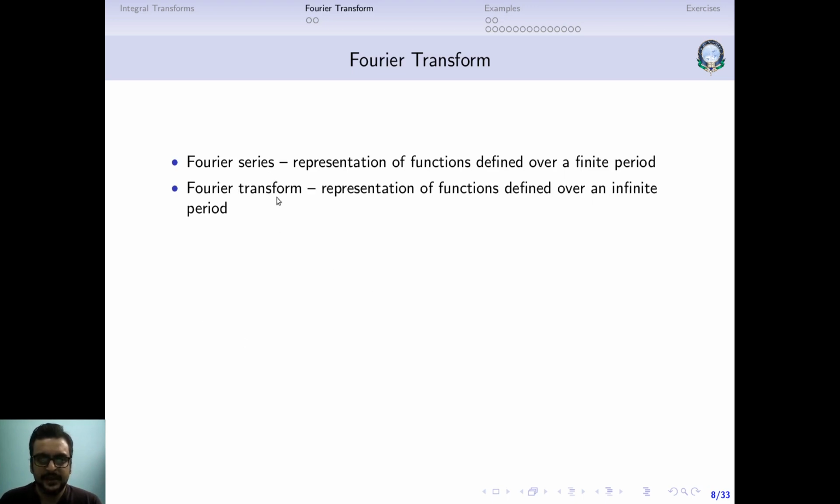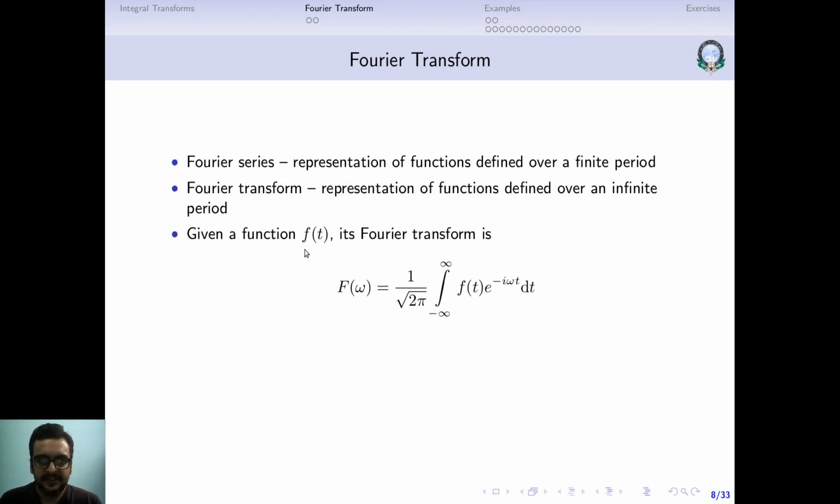So in that case, we have this generalization of your Fourier series, and that's where the Fourier transforms come into the picture. Basically they are the representation of functions which are defined over an infinite period. Given a function f of t, its Fourier transform is given as f of omega, which is equal to 1 by root 2 pi, integral from minus infinity to plus infinity of f of t e to the power minus i omega t dt. So you are multiplying this f of t with e to the power minus i omega t and then integrating from minus infinity to plus infinity. And the result of this integral, you multiply it by 1 by root over twice pi. That is going to give you the Fourier transform.